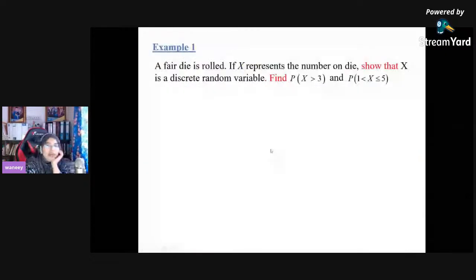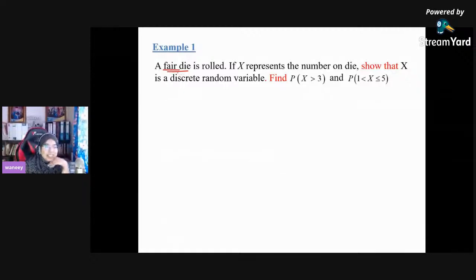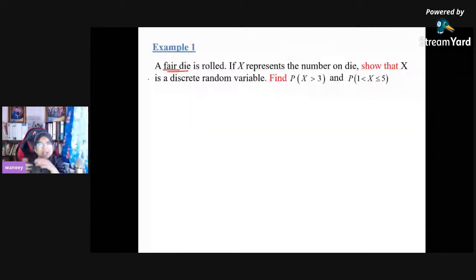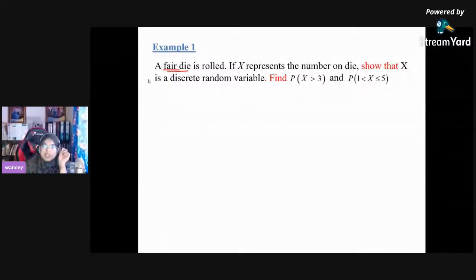Okay, so a fair die is rolled. What does a fair die mean? A fair die means that the die is fair, so the probability for us to get any outcome is similar, so the chances are the same, where the chance for us to get 1 is 1/6, the chance for us to get 2 is also 1/6, 3 is 1/6, 4 is 1/6, 5 is 1/6, 6 is 1/6 as well.